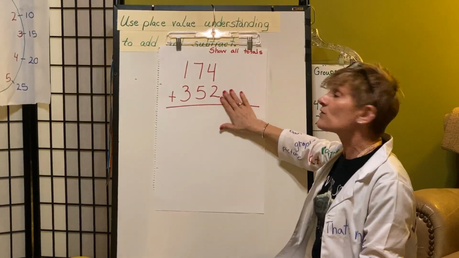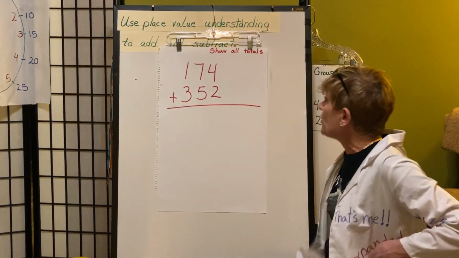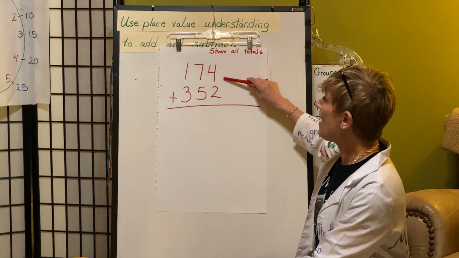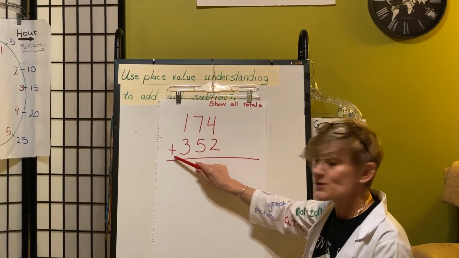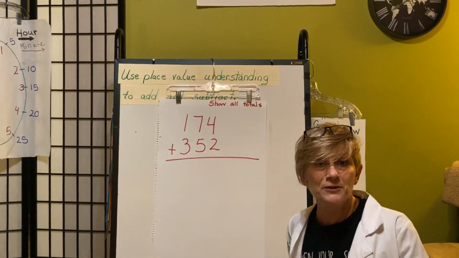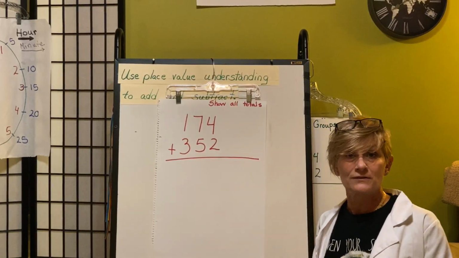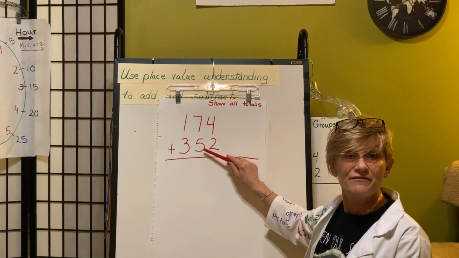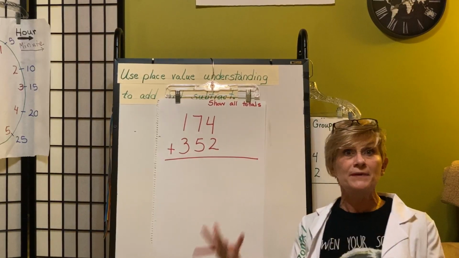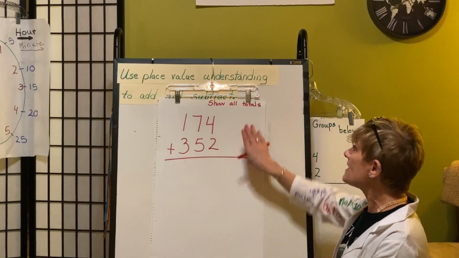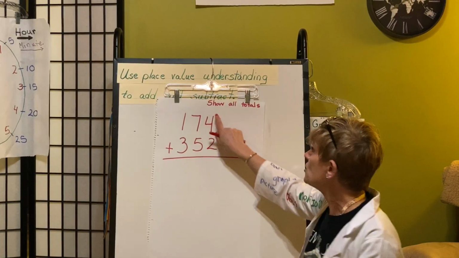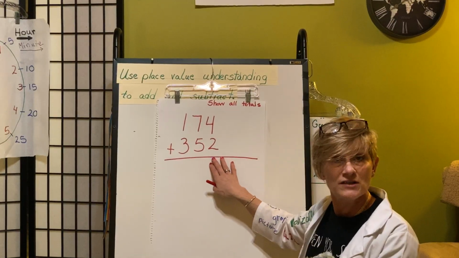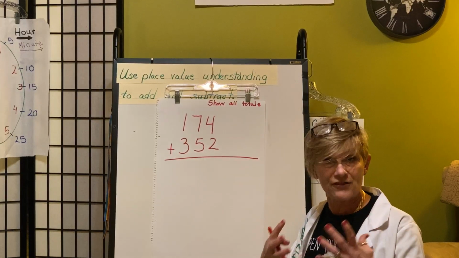So friends, I have one example here. It's called showing all totals. The problem reads, are you reading it with me? 174 plus 352. I could make that into a story problem if I wanted to. I had 174 red beads and 352 blue beads. How many beads do I have in all? If I wanted to do this method, show all totals, would you do that at home with me? Let's do that together, all right?